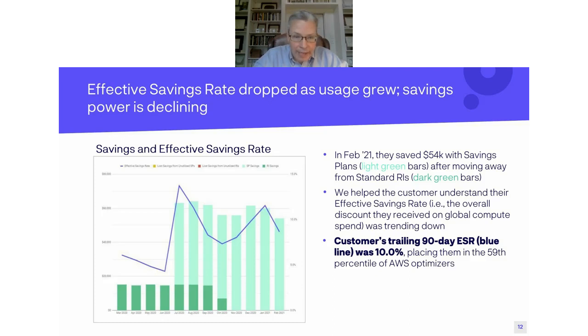And you can see how effectively their ESR jumped up when they introduced the savings plans in July, to, let's just call it, the mid-teens. It declined back down into the single digits, largely as usage had increased. And then when usage dropped, effective savings rate increased because their commitment relative to their usage was now closer. It settled in February at roughly sub 10%. I think their 90-day ESR was about 10%. So they were in the 59th, 60th percentile of AWS optimizers. So obviously a lot of improvement could be had above and beyond their compute savings plan centric approach.